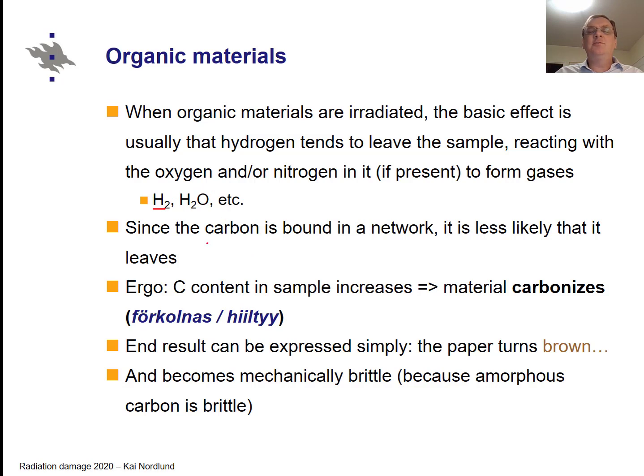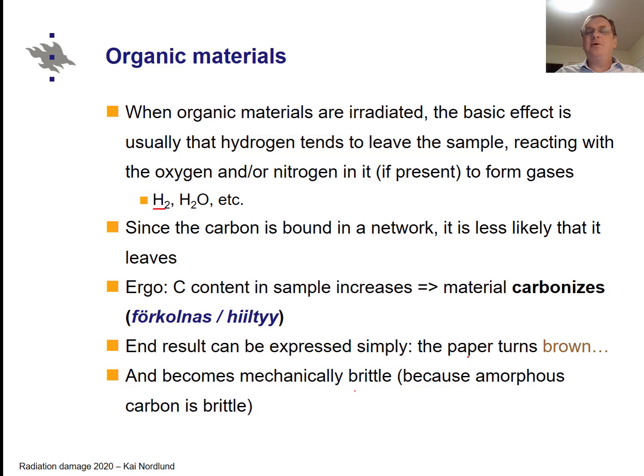But the carbon is most strongly bound. It's less likely that it leaves. So what typically happens during irradiation of an organic sample is that the carbon content increases, so the material carbonizes. A simple example of what this means in practice is that if you take regular paper and put it in an accelerator, after you irradiate it for a while, where you irradiate it, the paper turns brown. At the same time, it usually also becomes mechanically brittle, because amorphous carbon is a brittle material.